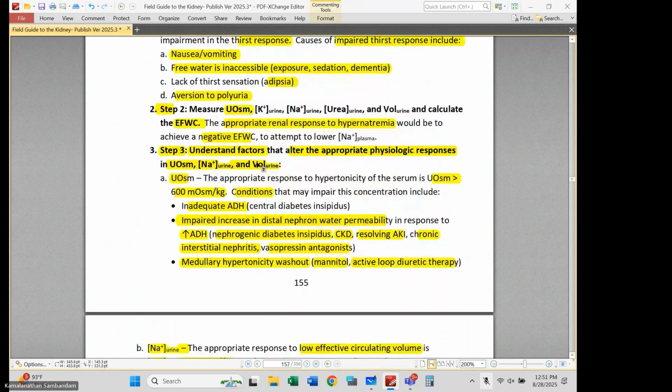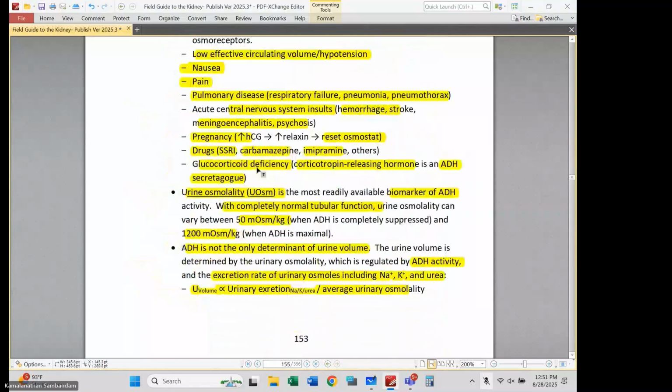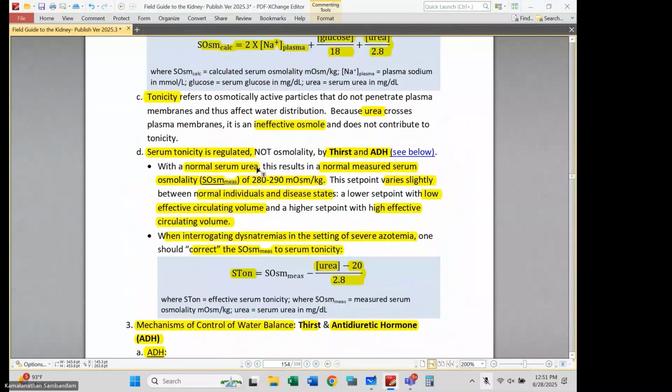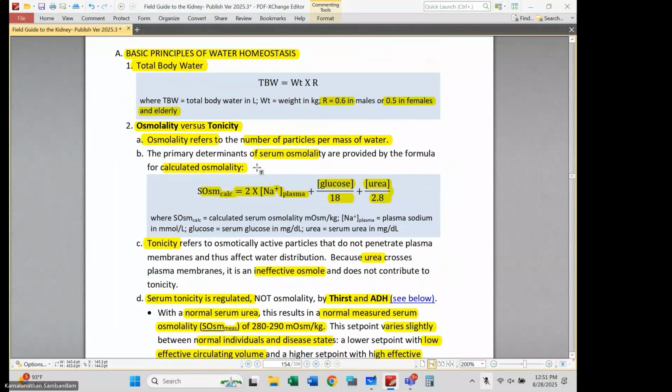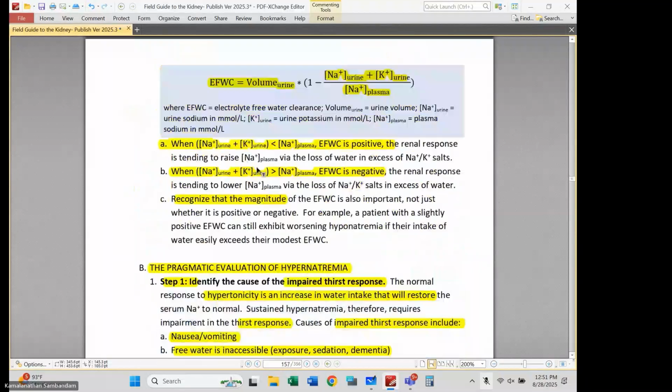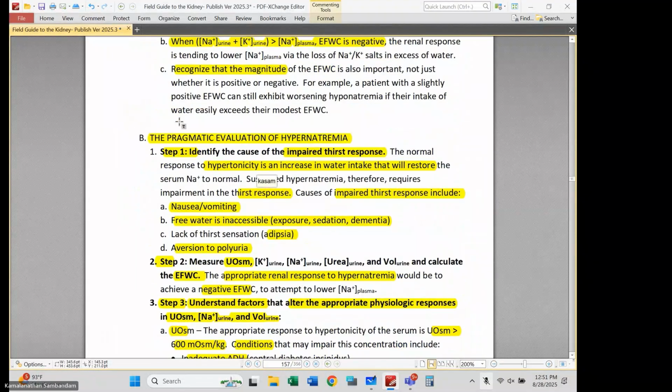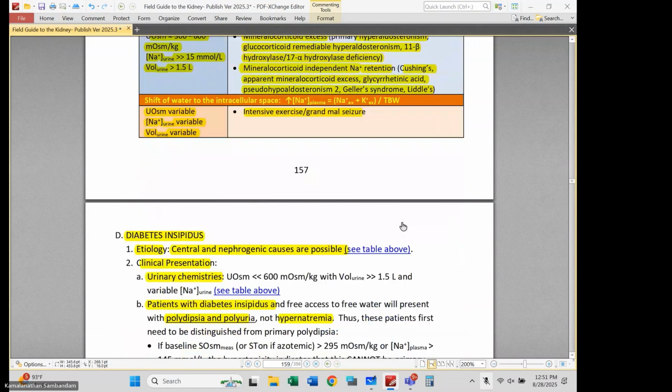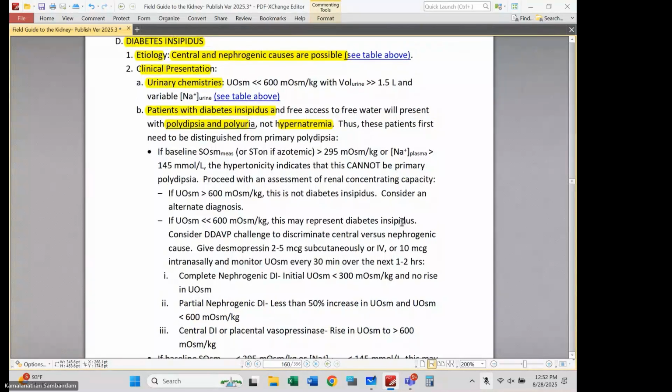So let's just reiterate that if somebody is hypernatremic, we already stated somewhere in here that if you're hypernatremic, you must have a problem with your thirst response. That is something that we covered in the pragmatic evaluation of hypernatremia. Step one, if you're hypernatremic, that means there's something wrong with your ability to respond to that hypernatremia, because otherwise you would drink. So again, patients with DI and an intact thirst response are not hypernatremic. They are simply polydipsic and polyuric.